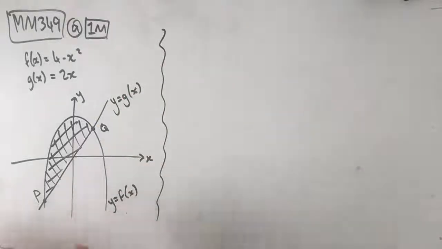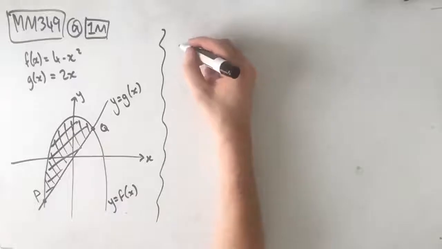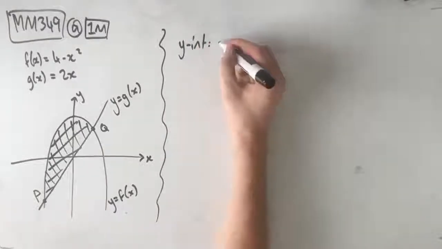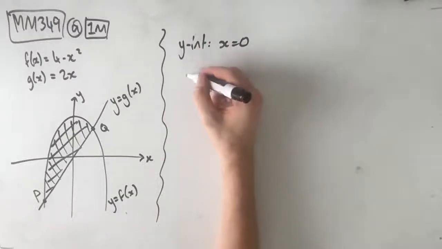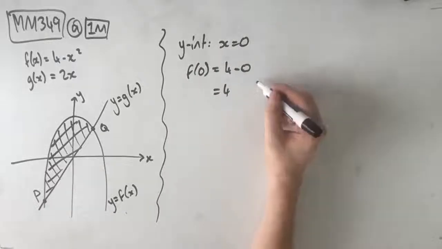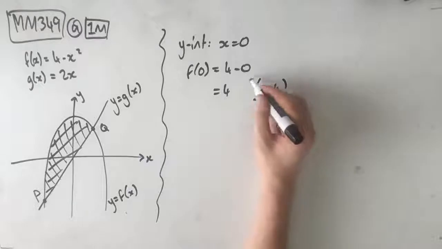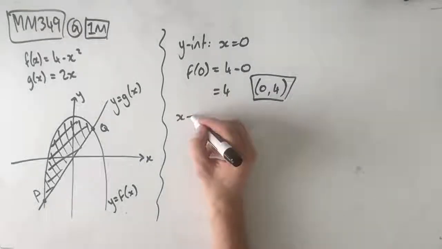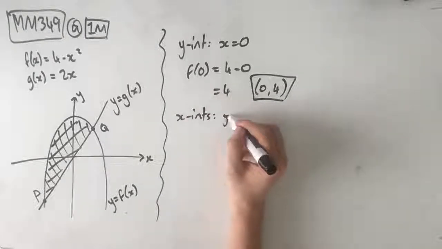Part A tells us to find the coordinates of the x and y intercepts of f of x. Pretty straightforward. We just need to make sure that we answer this correctly and don't make any errors. In order to find our x and y intercepts, for our y-intercept, we let x equal 0, so f of 0 is equal to 4 minus 0, which is 4. So our y-intercept has a coordinate of 0, 4, and for our x-intercepts, we let y equal 0.